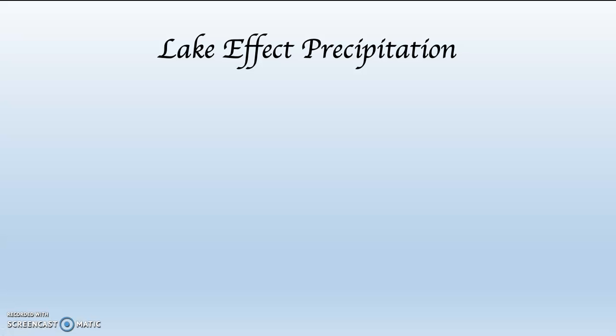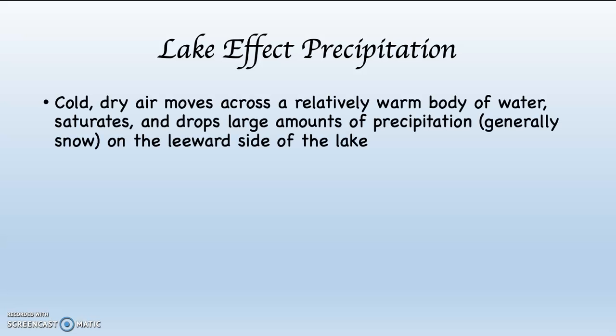In the last video, I briefly mentioned cold air going across the Great Lakes. Well, when cold air goes across the Great Lakes and the Great Lakes are not frozen, excitement can happen. It's called lake effect precipitation. This happens when cold, dry air moves across a relatively warm body of water.